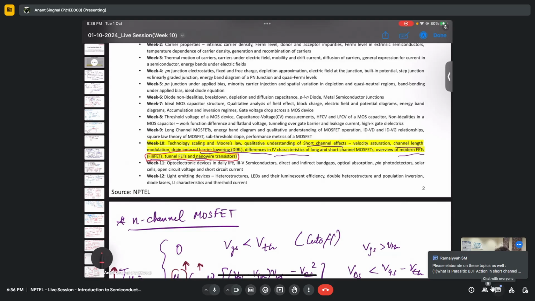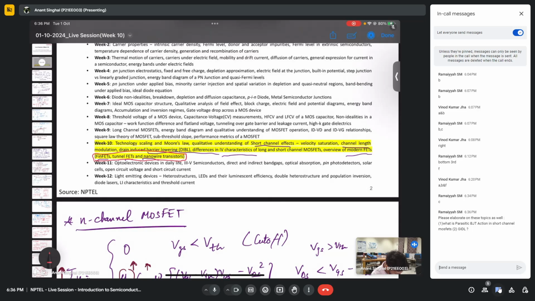What is parasitic BJT action and GIDL? Okay, so where have you read about these topics? I read online about these topics. Okay, nice. So I'll discuss these also. Parasitic BJT is basically an effect that comes into a MOSFET. So do you know what a BJT is? Like, what is a very basic BJT? BJT is nothing but NPN and PNP. Yeah, something like that. So NPN transistor with a base that is much thinner. Okay, so a very quick thing, maybe I can discuss it.